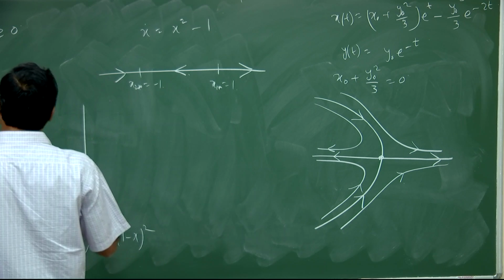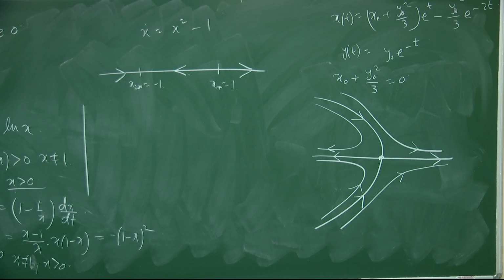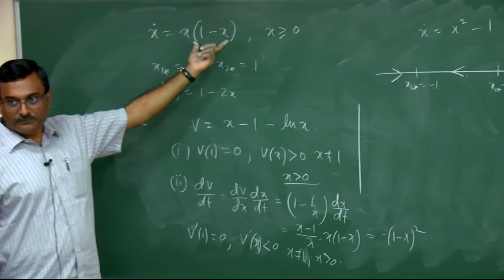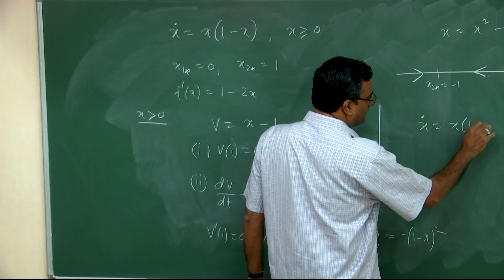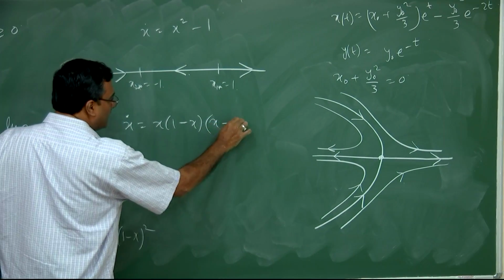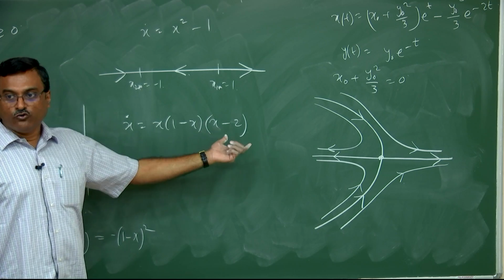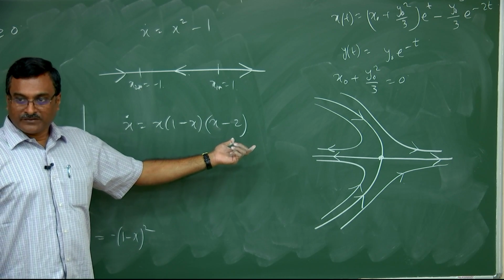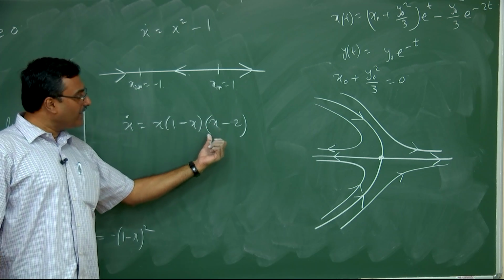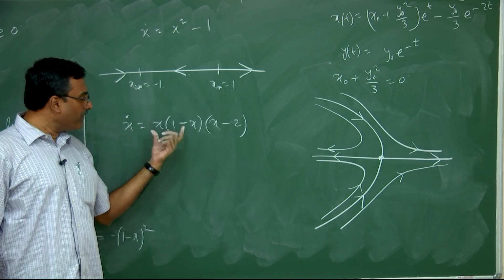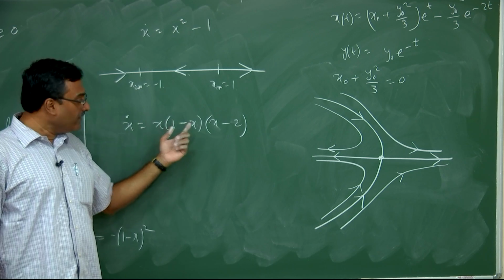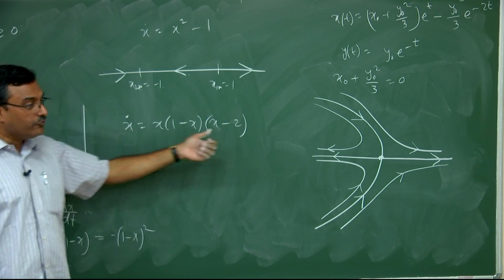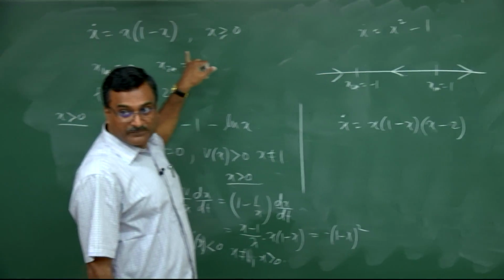First of all, if you just consider x into 1 minus x, you have 2 equilibria, right. Then you can consider x dot is equal to x into 1 minus x, and either you can write x minus 2 or 2 minus x. So depending upon whether it is x minus 2 or 2 minus x, the stability property of 0 and 1 will be changed, but you will be having one more equilibrium point, x equal to 2, compared to this system, right.